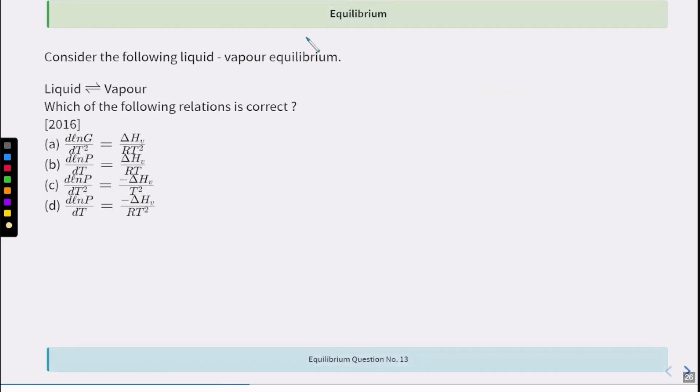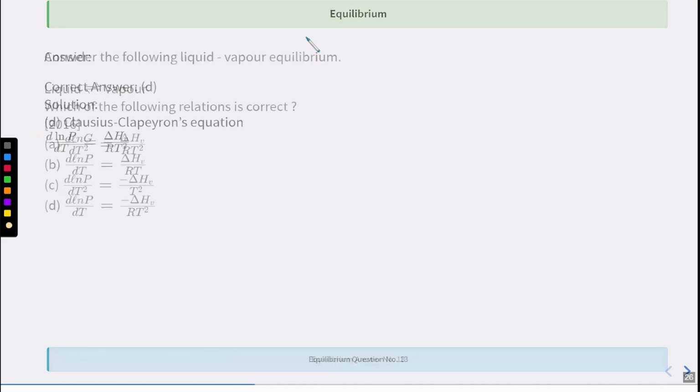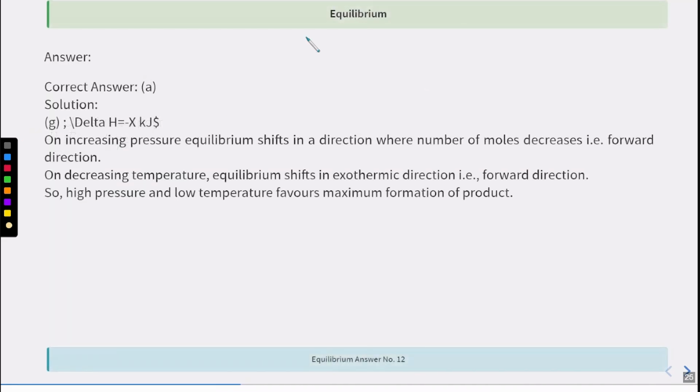Consider the following liquid vapor equilibrium. Which of the following relations are true? So this is a very simple law, the Clausius-Clapeyron equation, and that is this. It's a thing you have to remember. It's actually not a logical question.